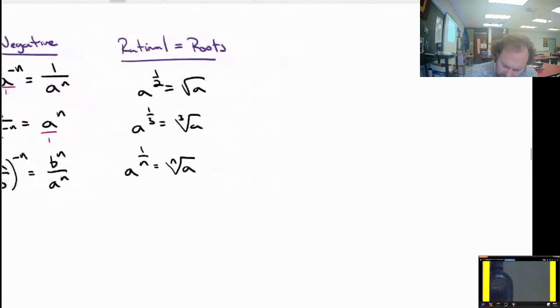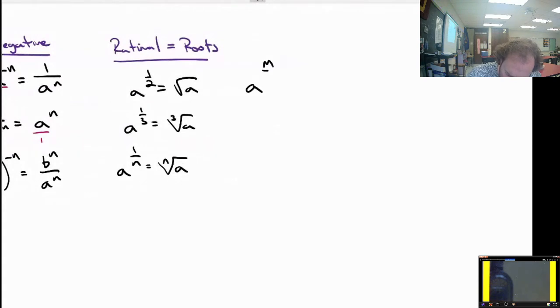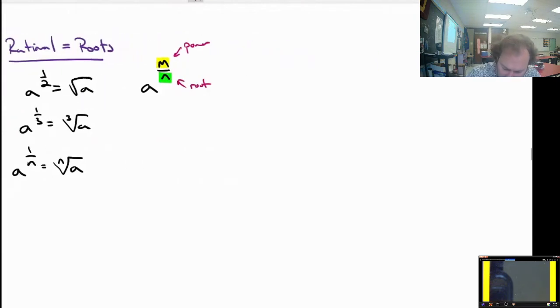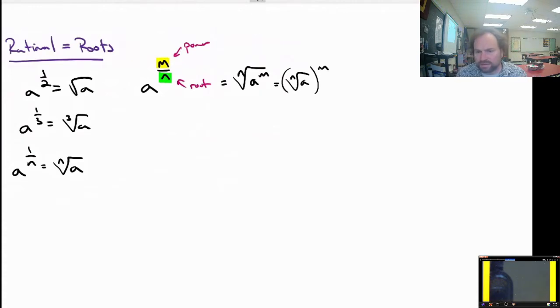The only other thing I can add to this, let's say you had a to the m over nth power. Something like this, where you had a fraction with a thing on top and a thing on bottom. Well, the top of that fraction is the power that you're going to raise it to. And the bottom of that fraction is the root that you're going to take. You can write this basically two different ways, and a lot of textbooks will have you do this exercise a lot when you learn this. This could be the nth root of a to the m power, or you could write it as the nth root of a all raised to the mth power. These are both equivalent statements. They mean the same thing.